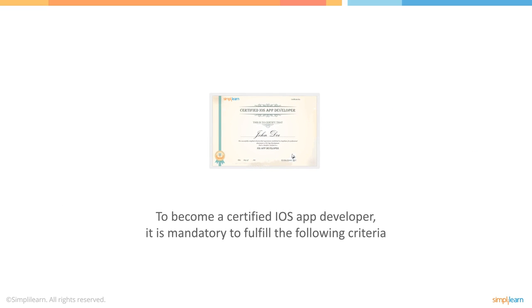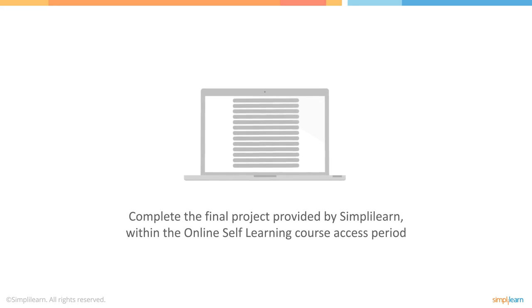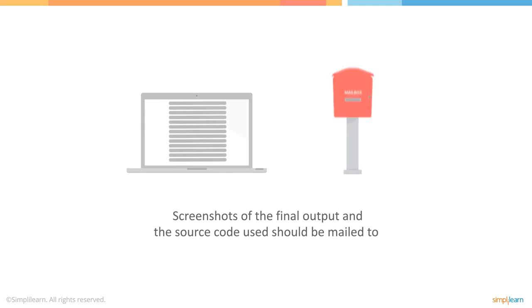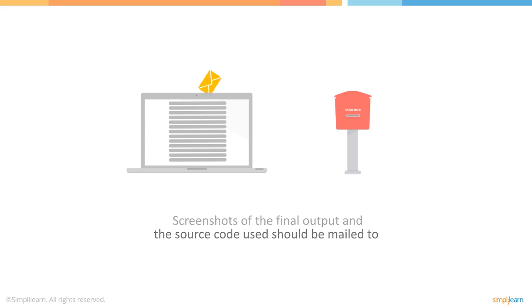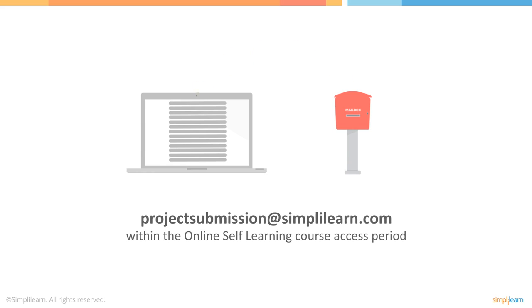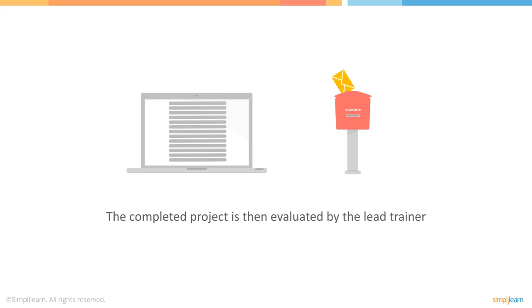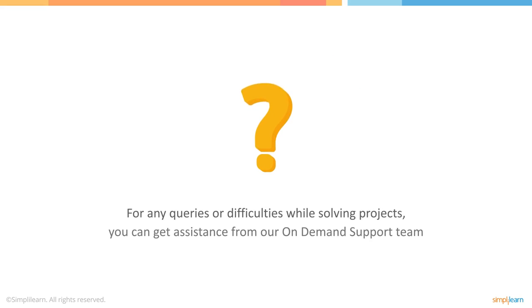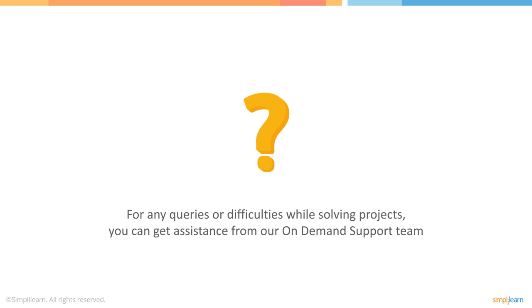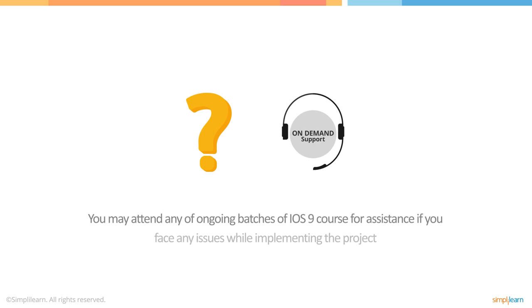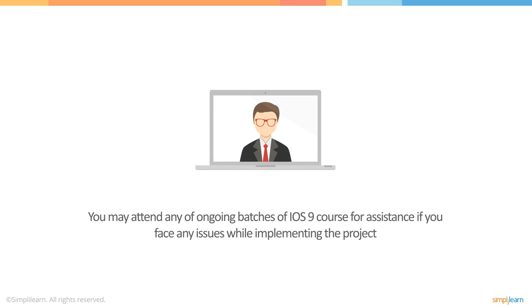To become a certified iOS app developer, it is mandatory to fulfill the following criteria. Complete the final project provided by Simplylearn within the online self-learning course access period. Screenshots of the final output and the source code used should be mailed to project submission at simplylearn.com within the online self-learning course access period. The completed project will be evaluated by the lead trainer. For any queries or difficulties while solving projects, you can get assistance from our on-demand support team. If you have subscribed to the live virtual classroom training, you may attend any ongoing batch of the iOS 9 course for assistance if you face any issues while implementing the project.